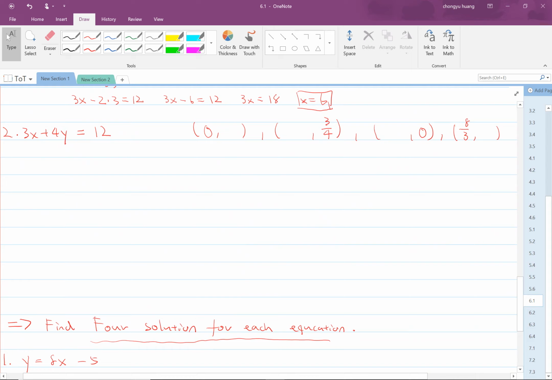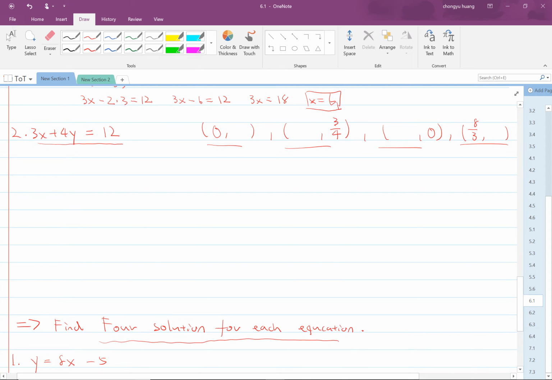Okay, so we got an equation over here, and then we got 4 points. We want to find the unknown value in each point, to make those points a part of the solution of this equation. So let's first start with the first point. We got 0, and then we don't know what y is. We know x equals 0, so we plug into the point.